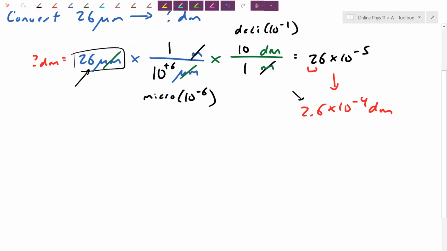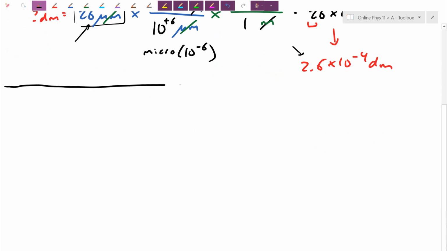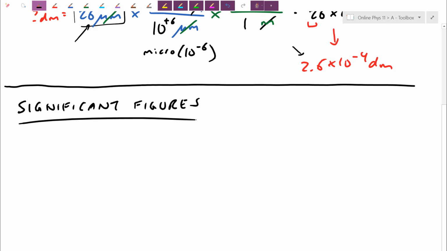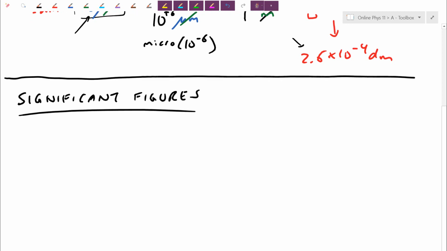So, just beginning here, we're going to start off this notion of significant figures, significant digits. We're going to start off with a thought experiment just to introduce to you this notion: what are significant figures?